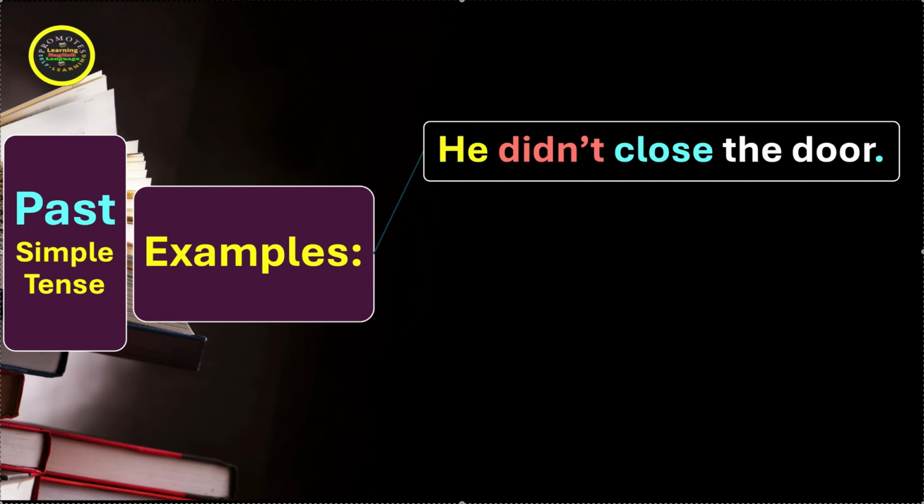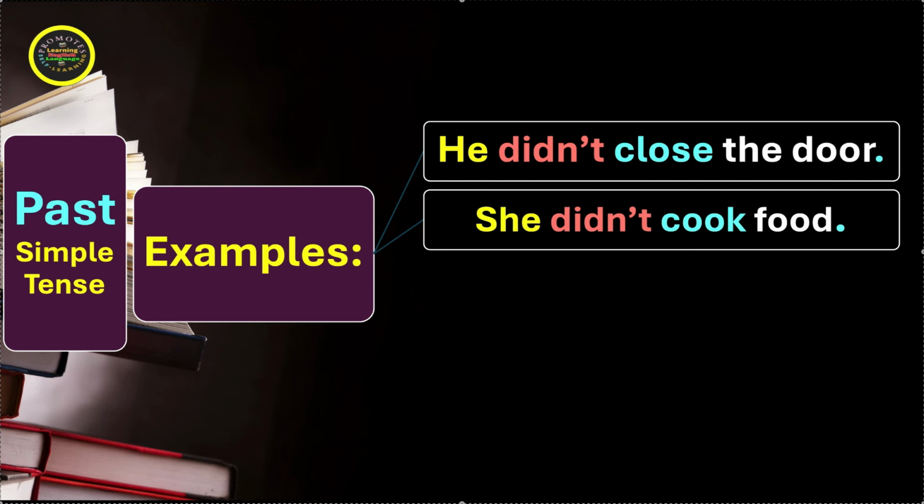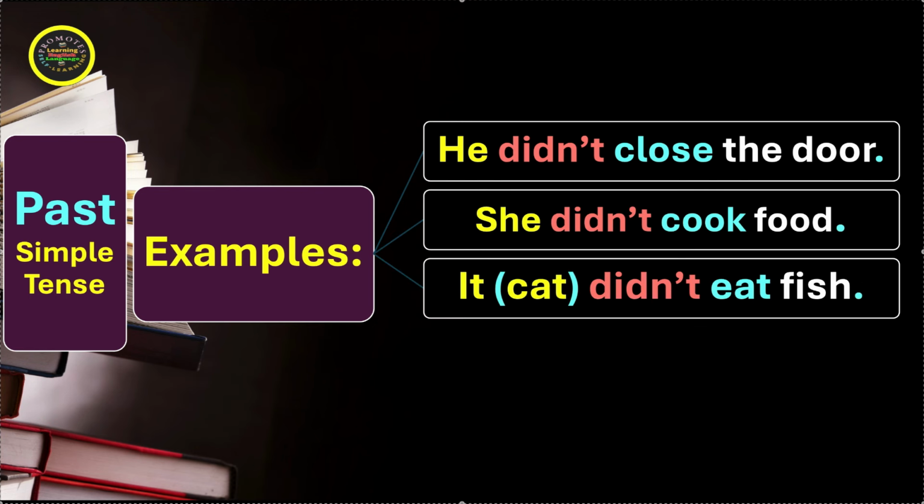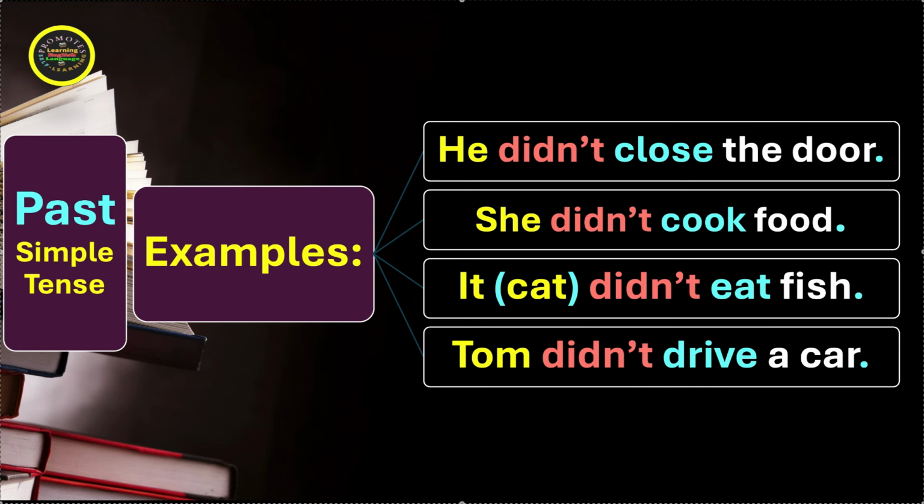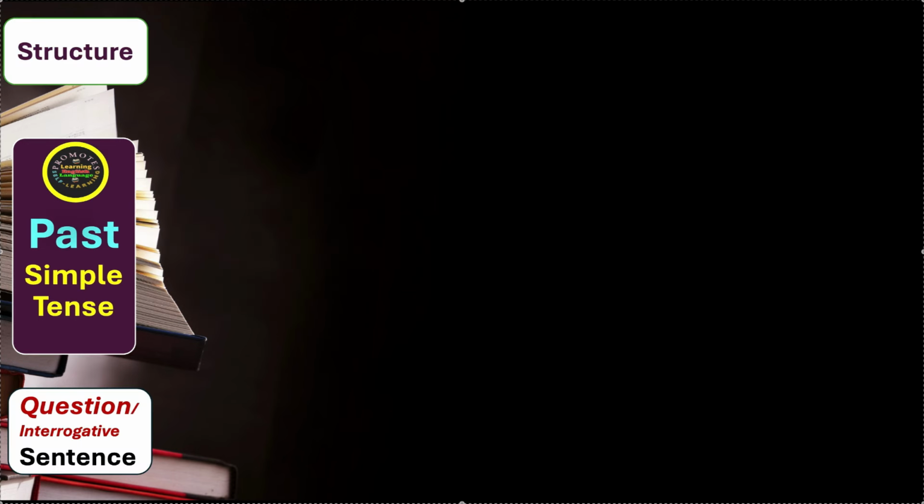He didn't close the door. She didn't cook food. It, for cat, didn't eat fish. Tom didn't drive a car. We continue our discussion. And now we have a structure of past simple tense in question form of sentence. What we call interrogative form of sentence.